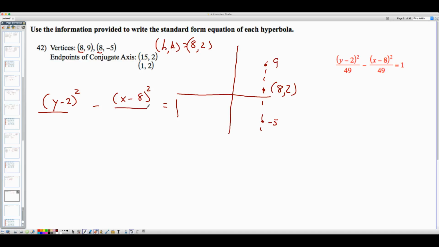Now the question is, what is my a value and what is my b value? If I notice here, to go from 2 to 9 is a distance of 7. So my a value is 7, and my a squared is equal to 49. Now in the y direction, for the conjugate axis, to go from -8, 2 to get up to 15, 2, I have to add 7. So my b value is equal to 7, and my b squared is equal to 49.